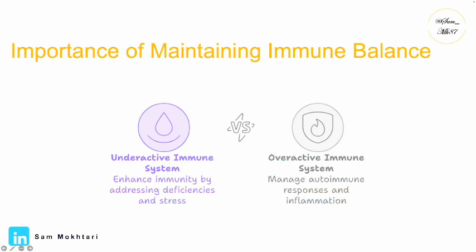The immune system's effectiveness relies on balance. Overactivity and underactivity can lead to health issues. An underactive immune system can lead to increased susceptibility to infection and slower recovery. Common causes for this can be nutrition deficiencies, chronic stress, and lack of sleep. On the other side, an overactive immune system can result in autoimmune disorders, where the body attacks its own tissues, and it can cause chronic inflammation, which is linked to conditions like heart disease or diabetes.